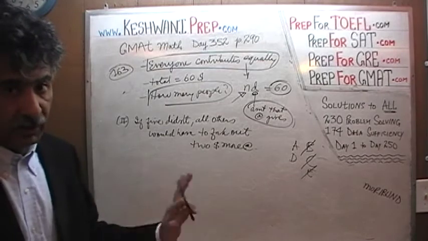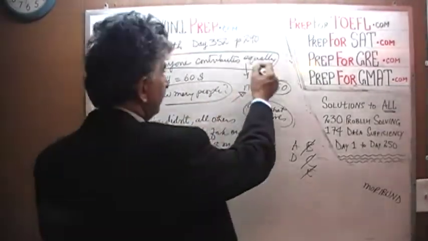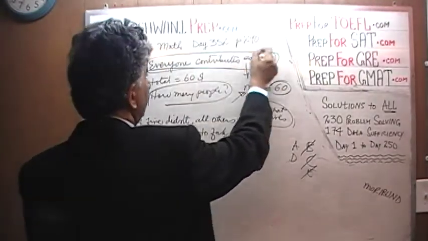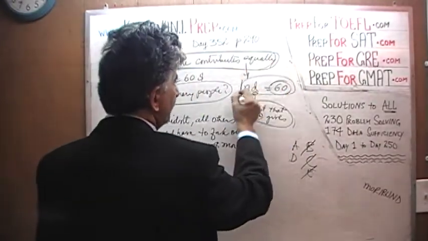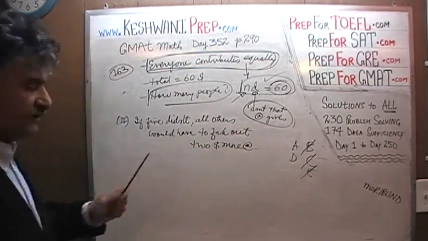We are done. The work is done. The problem is done. We are finished. There is the first equation, n times d. This is where everyone gives an equal amount. That was this equation right here. Our first equation was n times d equals 60. And this is our second equation.